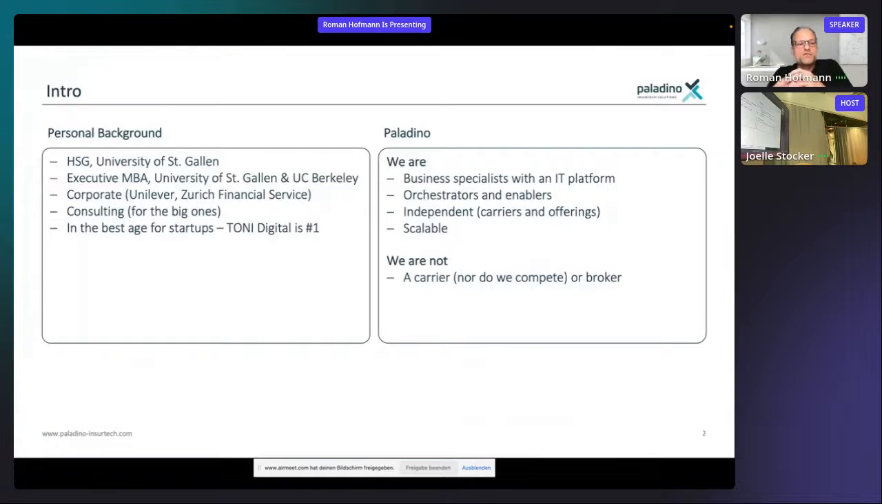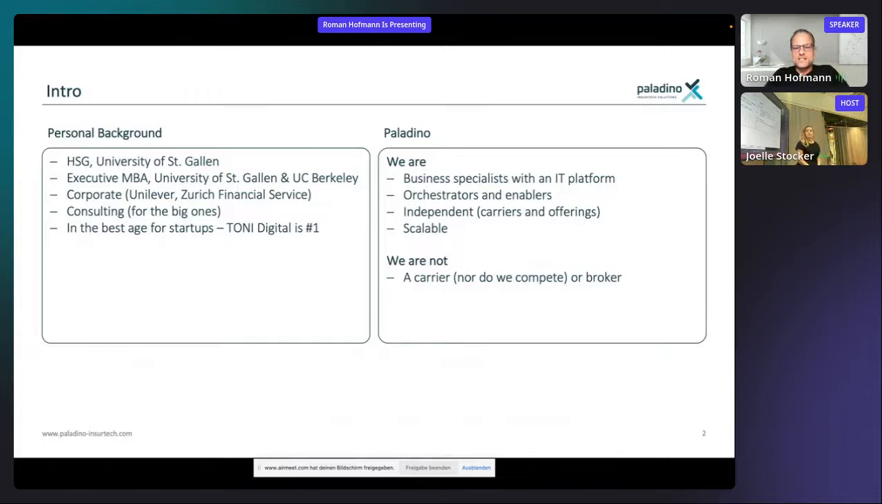Just to give you a bit of my background, why I am talking about that. I'm just a practitioner, so I worked in corporate companies. I worked as a consultant for many years. Before I decided, in my mid-40s, the ideal age, to start my first startup, Tony Digital. Maybe some of you know that. They sell car insurance over PostFinance and have some insurance products over Migros. That was my first baby.